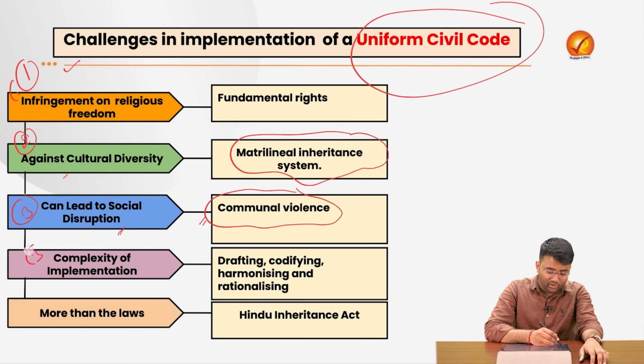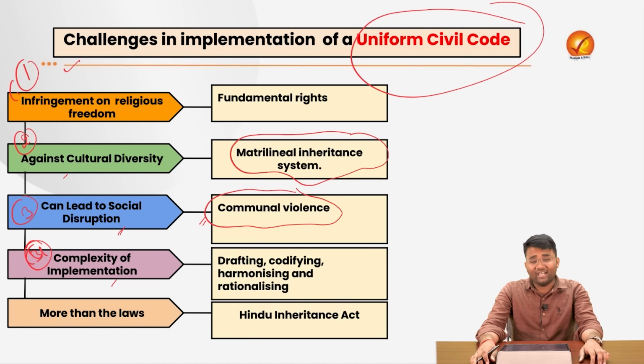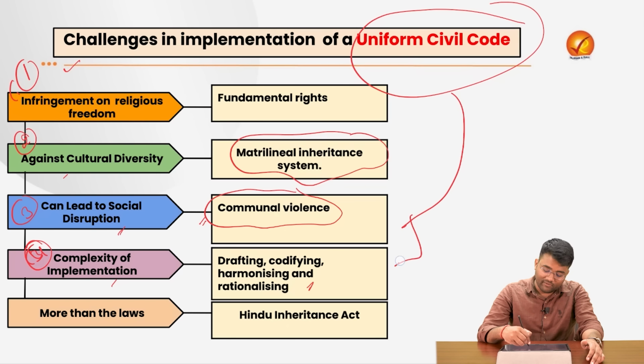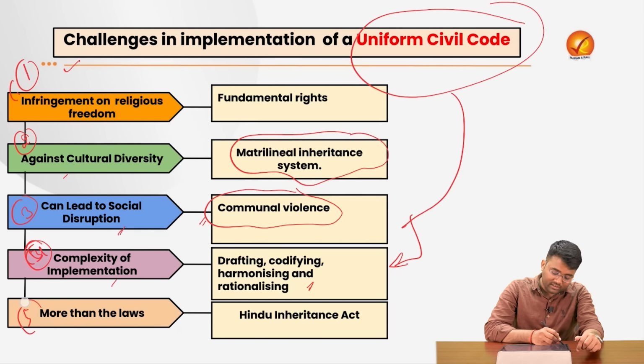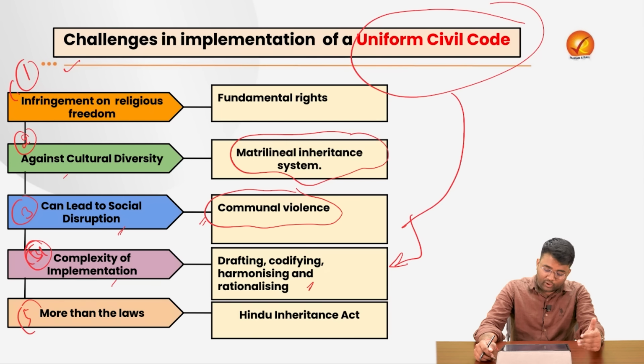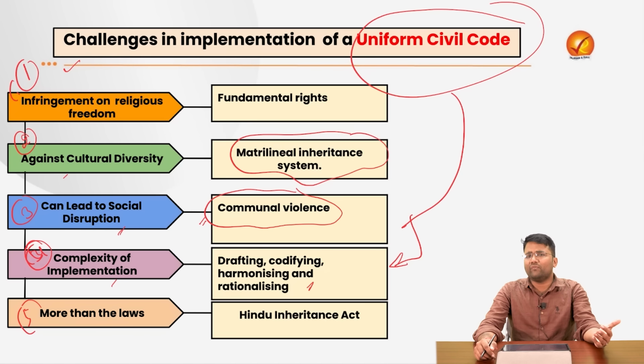Also, there is the complexity of the implementation. Drafting, codifying, as well as harmonizing and rationalizing all the personal laws belonging to different religions can be a time-taking and complex process. And in that case also, it will be very difficult to have a common civil code, especially in a shorter time frame. Then, more than the laws, for example, you have the Hindu Inheritance Act and various other specific acts belonging to specific religions.